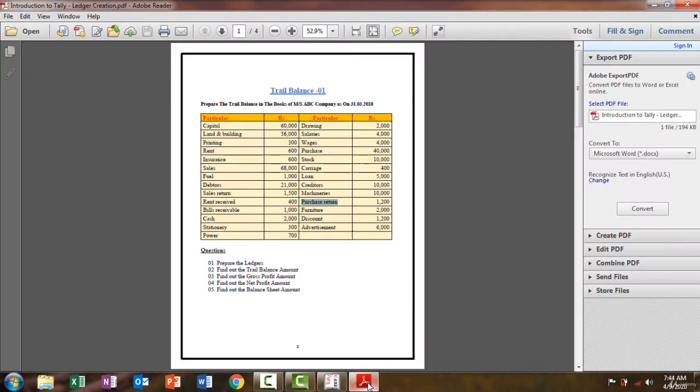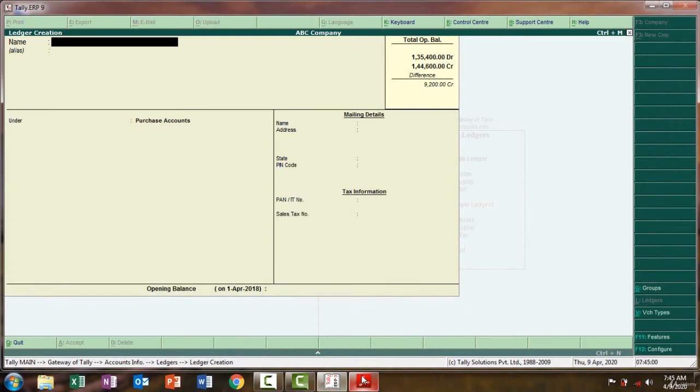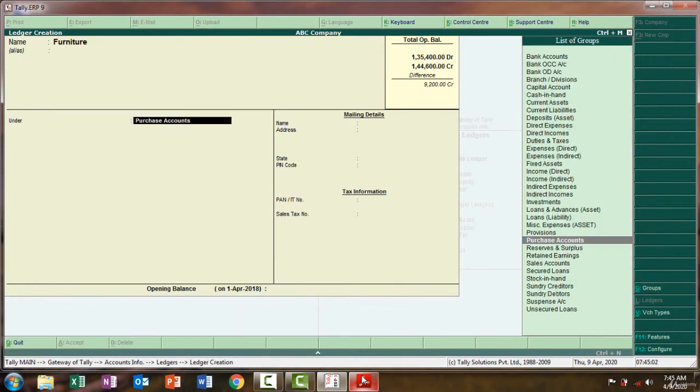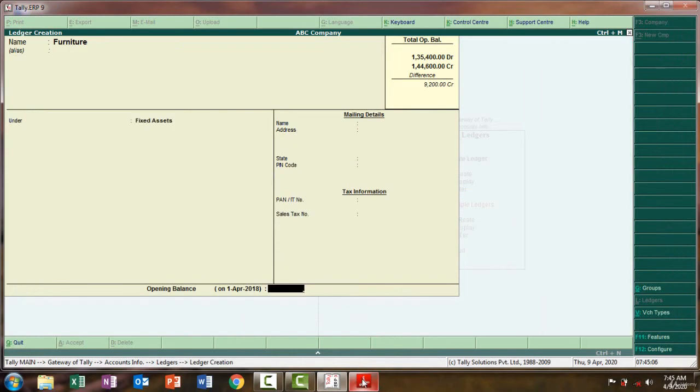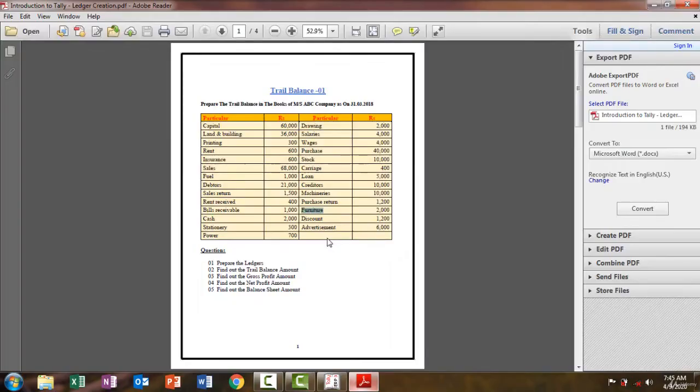The next one is furniture. Furniture is one of the fixed assets, and the amount is 2,000. Then yes. The next one is discount allowed.